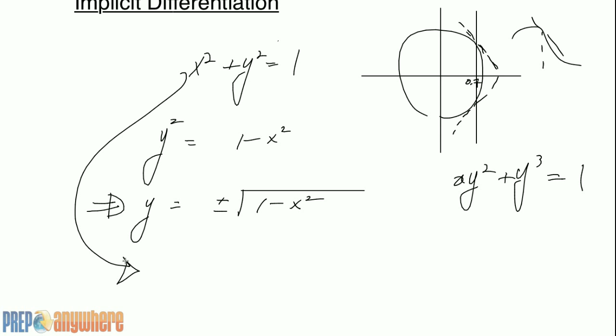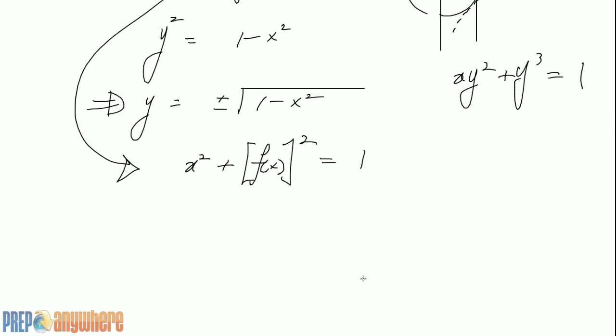Instead, what we think of this is this. We think of this as x squared plus a function of x squared equals 1. That's how we think of it. That's true, right? y is a function of x. y is somehow related to x, right? And this is what we do. We differentiate this. This is going to be 2x. So if you differentiate that in terms of x, it's 2x.